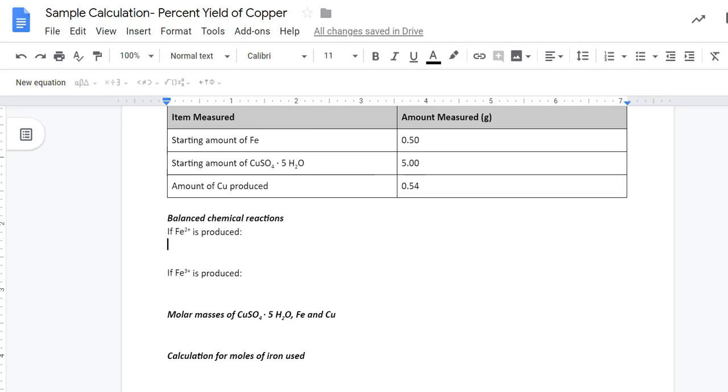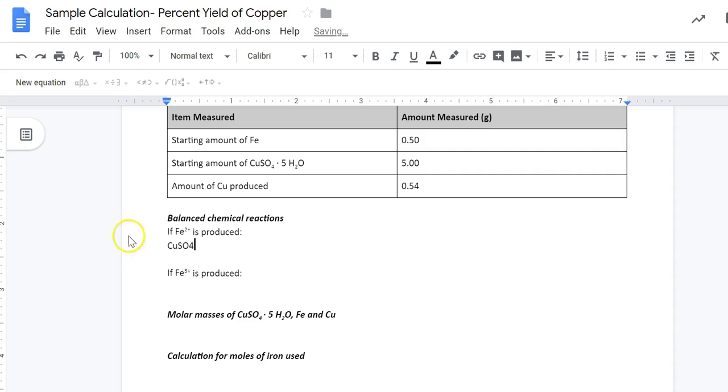This tutorial will show you how to type your calculations for the percent yield of copper lead. The first thing that we need to do is include our balanced chemical reaction. So for the first one, we're going to write the balanced chemical reaction if iron 2+ is formed.